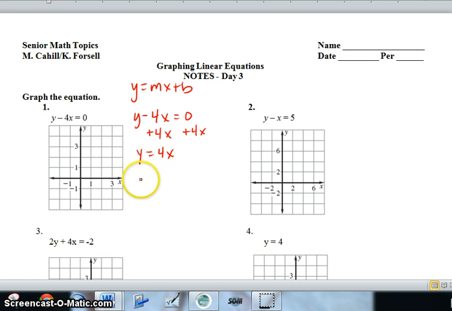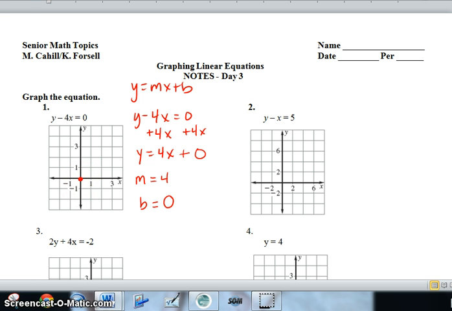Now if we identify our slope, remember it's the number in front of the x, so our slope in this case is 4, and our b, or our y-intercept, since there's no number after the 4x, we can consider it like plus 0, and our b would be 0. This doesn't mean there isn't a y-intercept, it just means that this line intercepts the y-axis at 0, like right here.